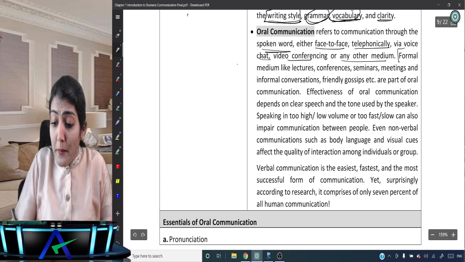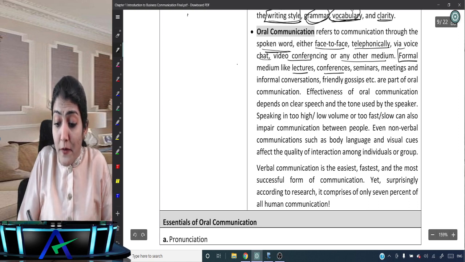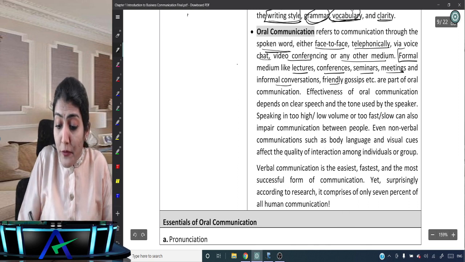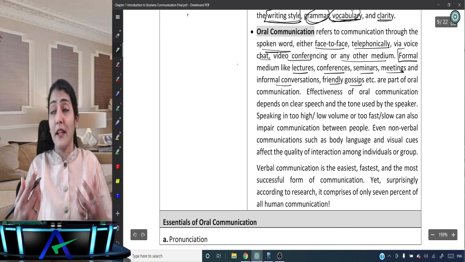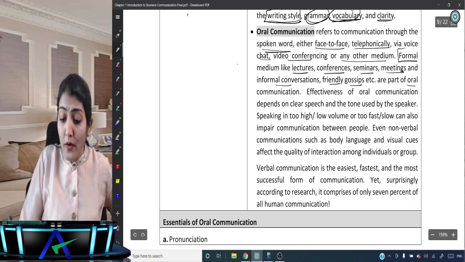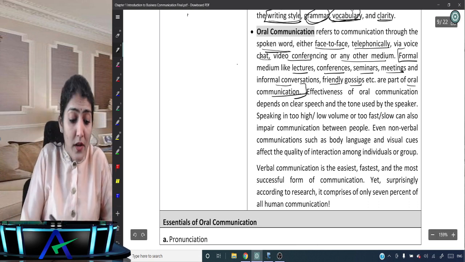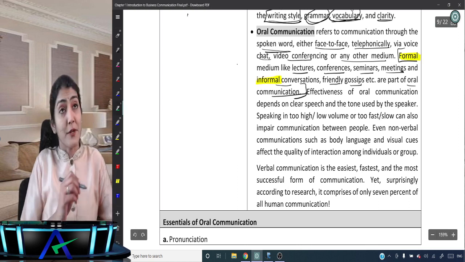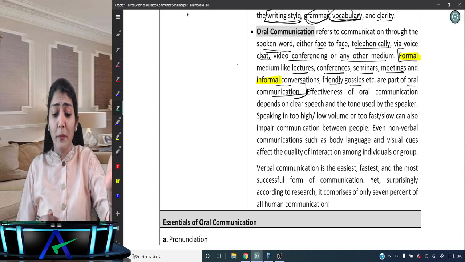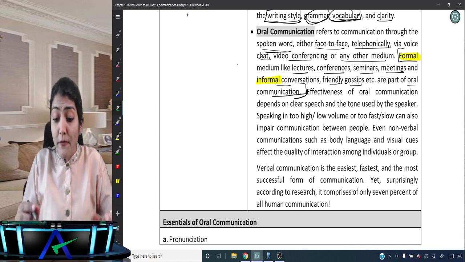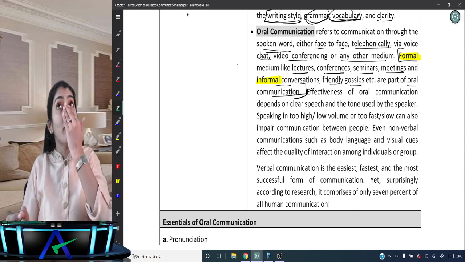Formal mediums like lectures, conferences, seminars, meetings, and informal conversation, friendly gossip, a discussion, and having a cup of coffee with your friend are a part of oral communication. So oral communication could be formal communication, or it could be informal communication. Effectiveness, but more used for formal communication.